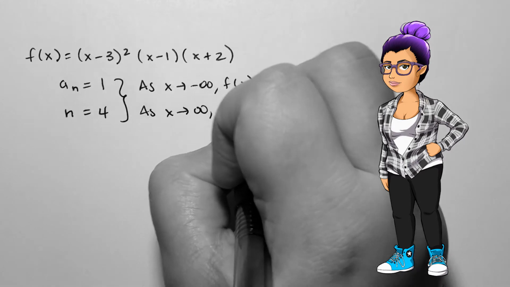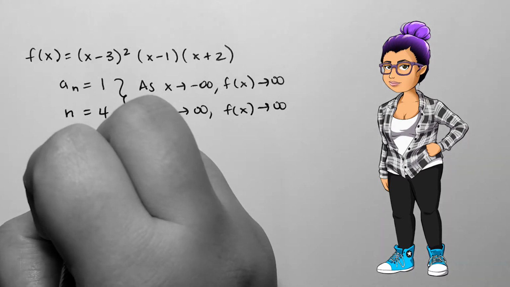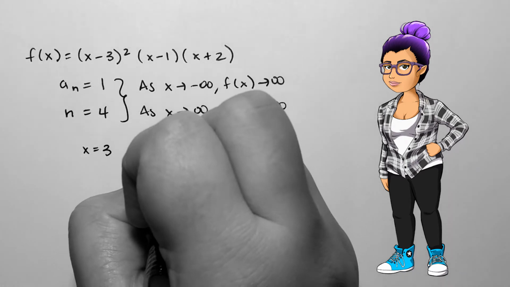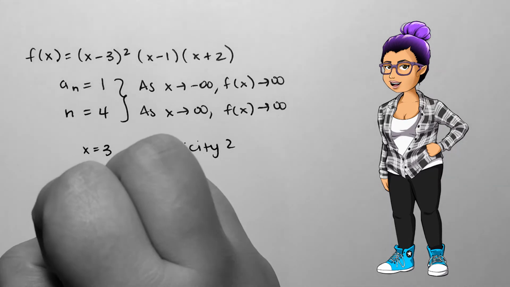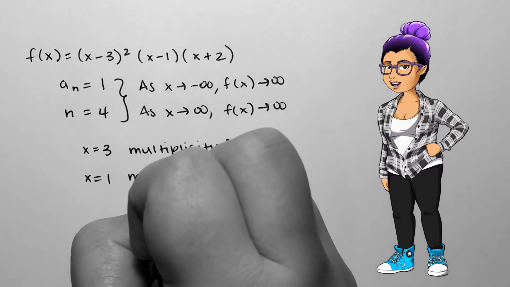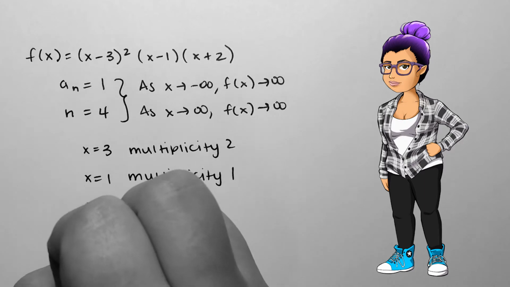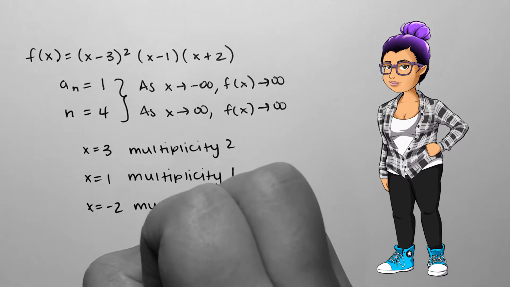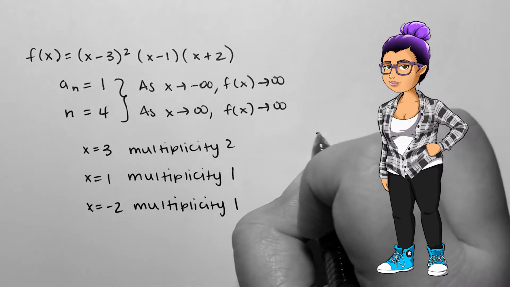Because x minus 3 is a factor, we will have x equals 3 as a solution. This means it represents an x-intercept on the graph of f. The same goes for x equals 1 and x equals negative 2. x equals 3 has something interesting though, because it has an exponent of 2, the zero has a multiplicity of 2.